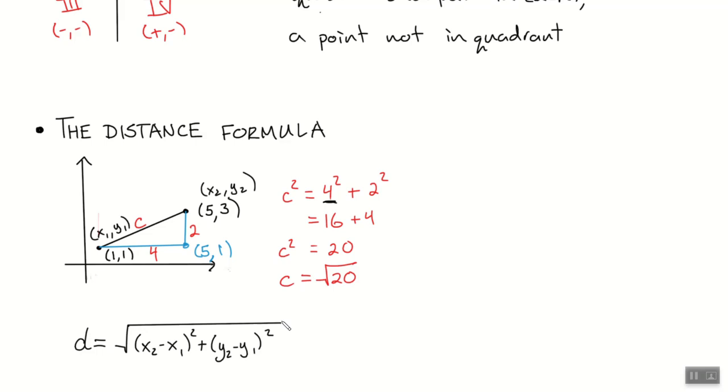Does this order matter? No. If I do x2 minus x1 here, could I do y1 minus y2 on the second piece? This one I can, because what happens to it? It squares. It turns out positive anyway.